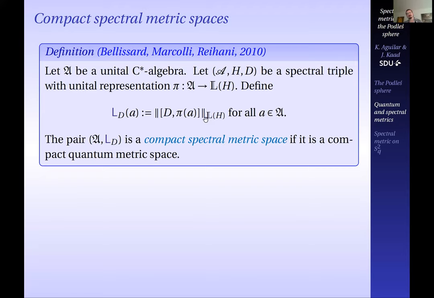So the idea is you take a spectral triple. When you have a spectral triple and you induce a seminorm on it, and it ends up giving you a compact quantum metric space, we call this a compact spectral metric space.